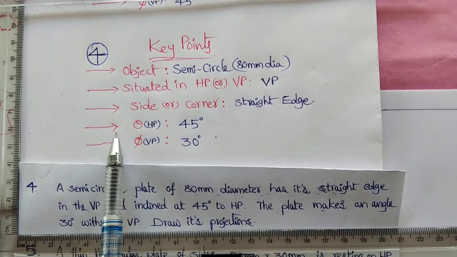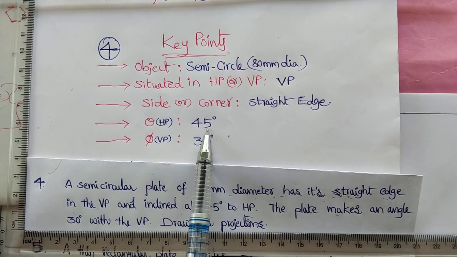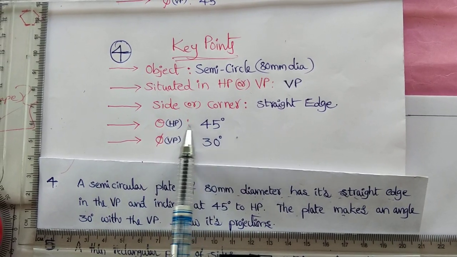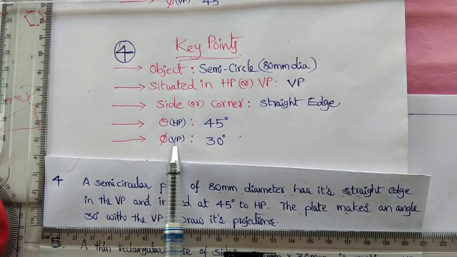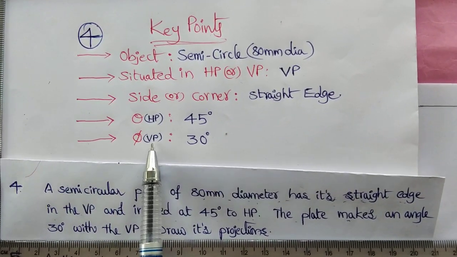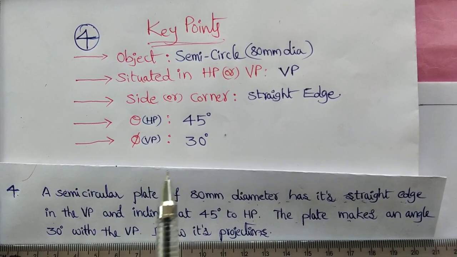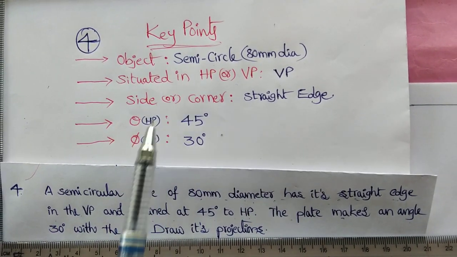And if we observe the inclination with HP, that is denoted by theta, it is equal to 45 degrees. Inclination with HP always comes above the reference line only. Similarly, inclination with VP, that is denoted by phi, always comes below the reference line, that is 30 degrees. So this is about the given conditions, the key points of this problem.